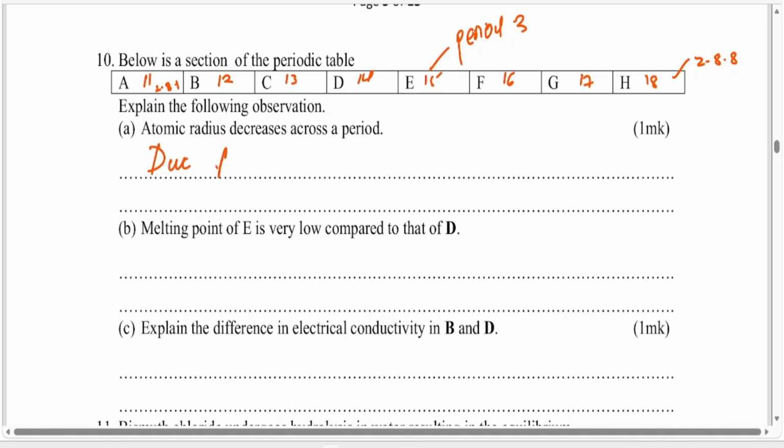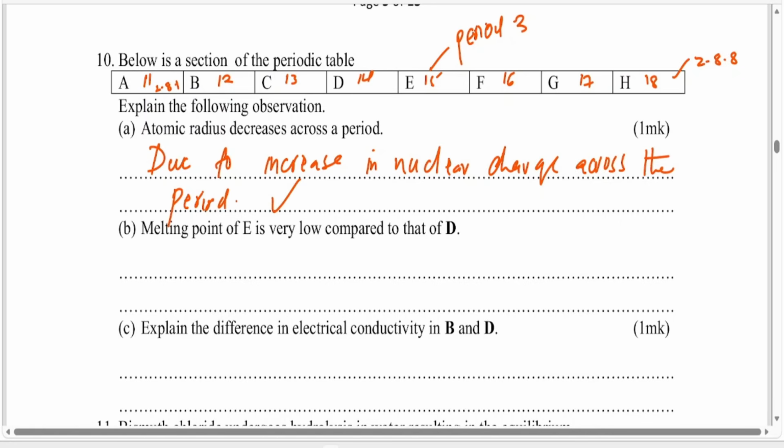Due to increase in nuclear charge across the period. This gives you 1 mark. I've said you may add and say because of increase in the number of protons, which leads to the increase in the nuclear charge across the period.